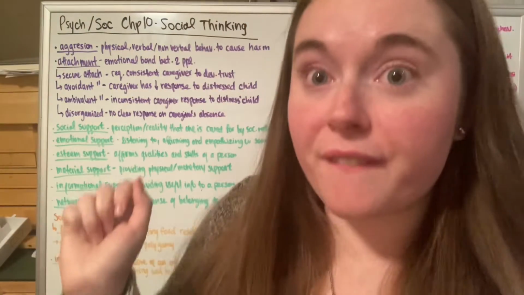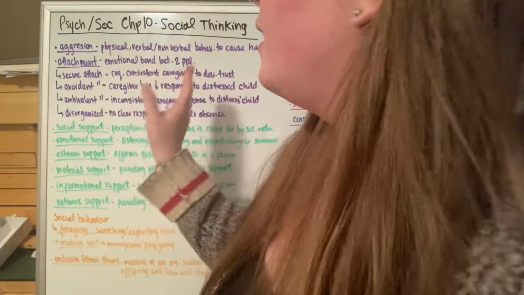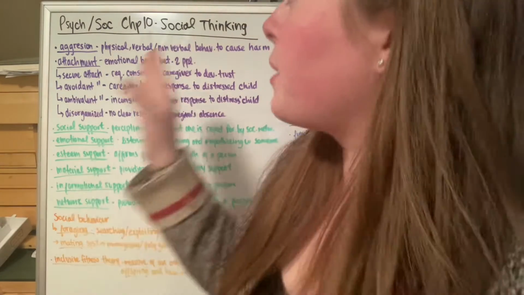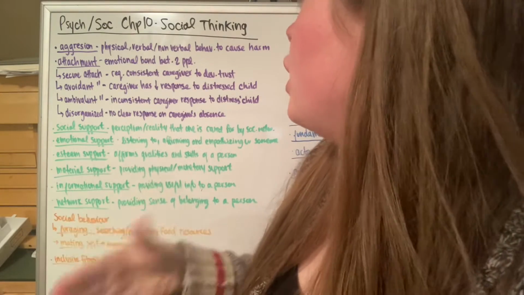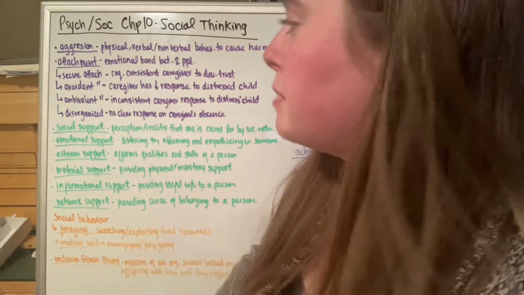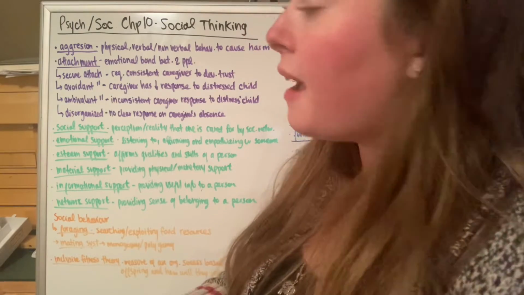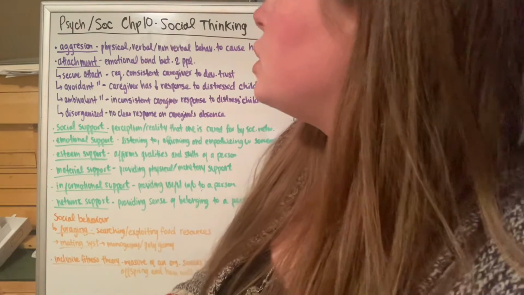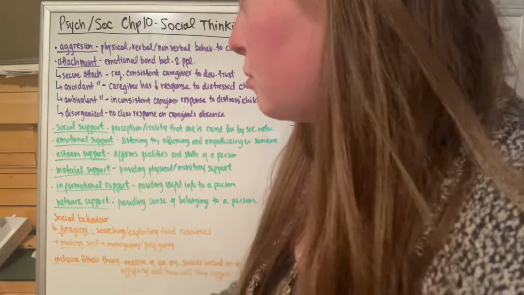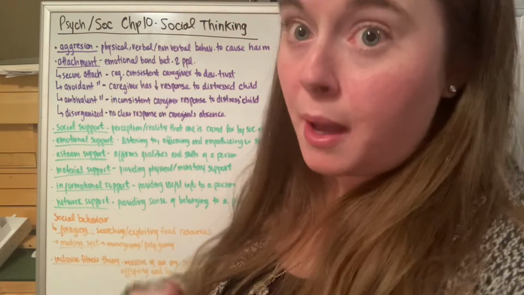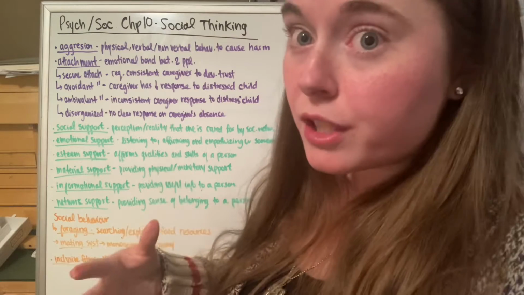So first, we have aggression. Aggression is a physical, verbal, nonverbal behavior that can cause harm. Pretty simple. Then we have attachment, which is an emotional bond between two people. So we have different types of attachment, specifically relating to children and caregivers.